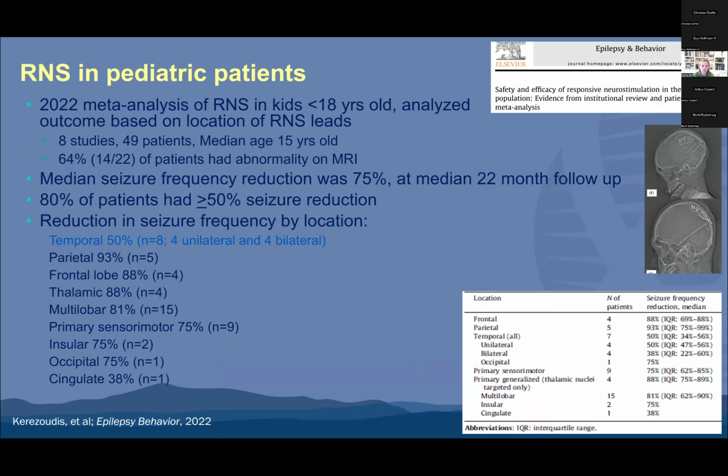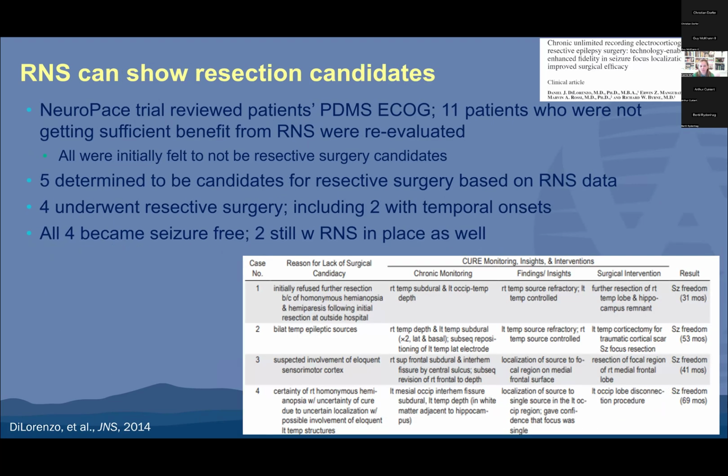Since I do mostly peds, I just wanted to quickly throw in that this is actually useful for pediatric patients as well. For patients with RNS, patients who had temporal seizure onset had a 50% seizure reduction, so it works well in pediatric, not just adult patients. The nice thing about RNS and temporal lobe epilepsy is that even if you don't think a patient is going to be a resection candidate, so you're thinking you're going to need to use RNS because you can't take out that tissue, it's eloquent tissue, it's bilateral, some reason why you can't resect it, the RNS may actually show you that they are a resection candidate down the road.